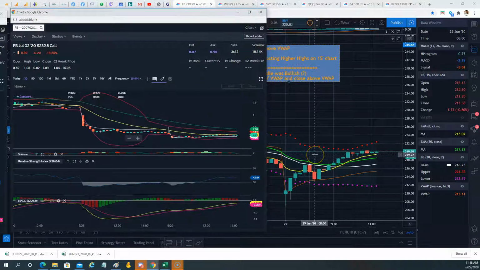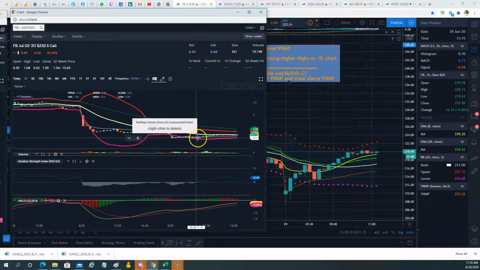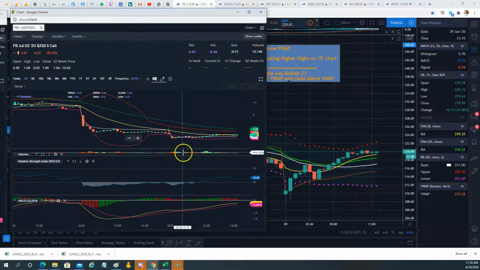Can we count the number of candles? That's the 8th candle, right? So this is 15 minutes as well. So 1, 2, 3, 4, 5, 6, 7. I'm counting this candle. 1, 2, 3, 4, 5, 6, 7, 8. So, okay, you got an entry. You could have gotten an entry here for 30-something.